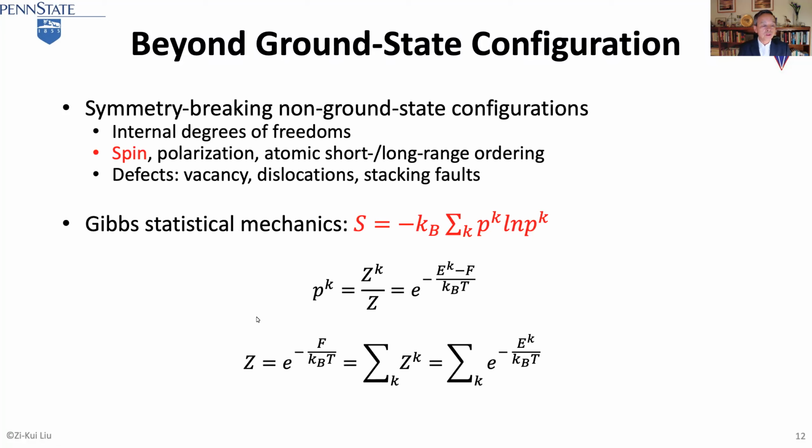So if we follow Gibbs statistical mechanics, we find the entropy of the system is equal to minus the Boltzmann constant times the summation over all the possible configurations of the probability times the log probability of each configuration. The probability of a configuration is equal to the partition function of that configuration divided by Z, which from Gibbs statistical mechanics is e to the power of (minus F_k divided by k_B T). And the partition function of the system is the summation of the partition functions of the independent configurations, and then we connect the total Helmholtz energy to the energy of each configuration.